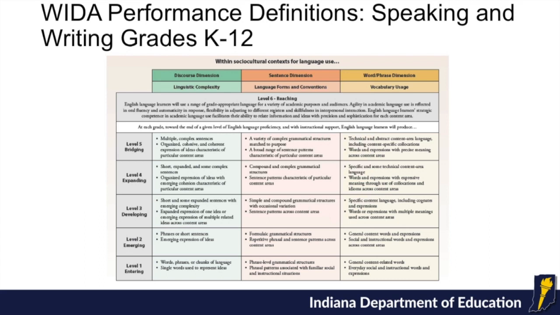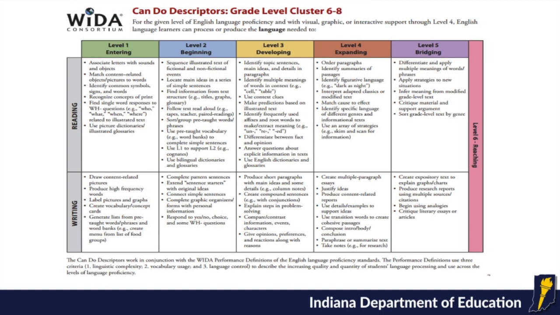This slide demonstrates the performance definitions for productive, speaking and writing language by level. Note here how at level 1 under the discourse dimension that words, phrases, or chunks of language is listed, while level 5 can produce multiple complex sentences that are organized, cohesive, and coherent expressions of ideas characteristic of particular content areas. WIDA's can-do descriptors expand the performance definitions by giving suggested indicators in each language domain: listening, speaking, reading, and writing. The can-do descriptors provide examples of what language learners can do at various stages of English language development.